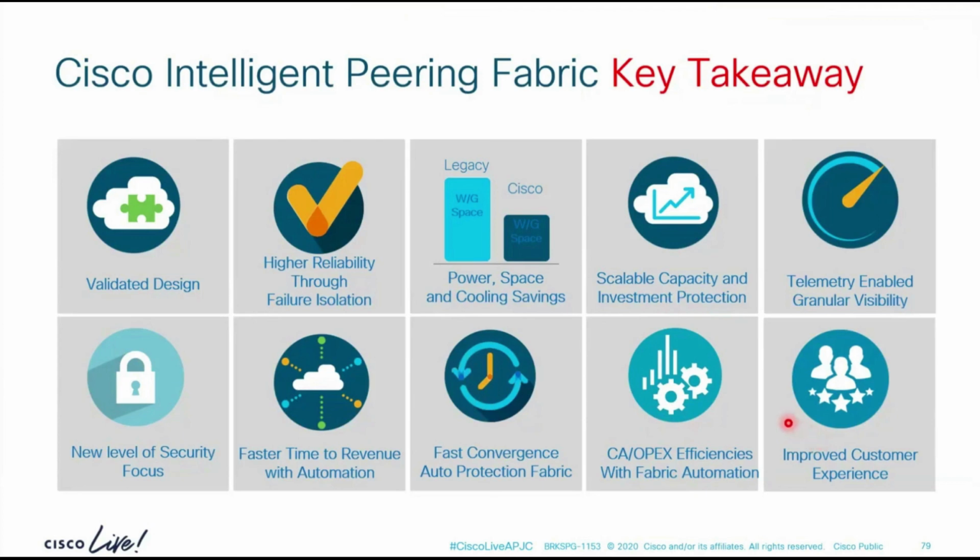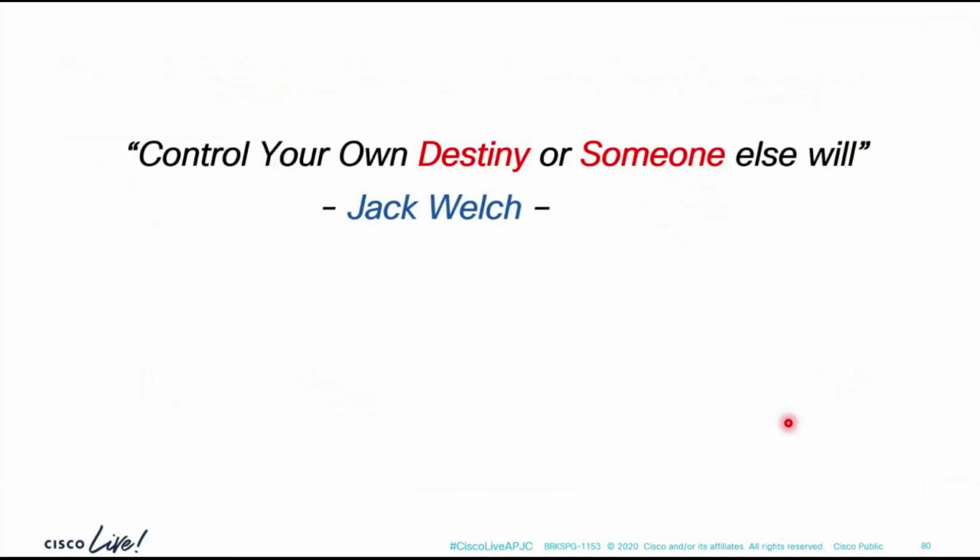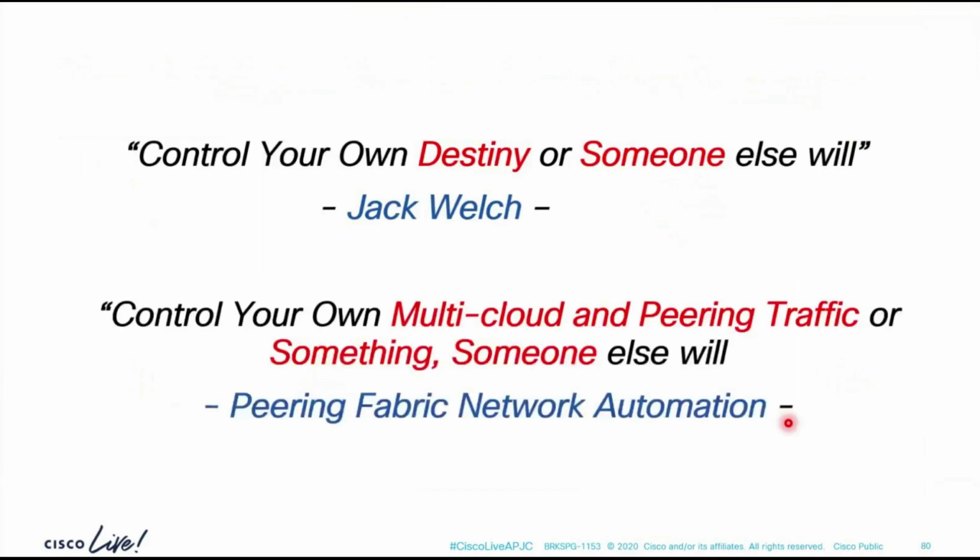So I'd like to quote this Jack Welch quotation. I think it's very good. Control your own destiny, or someone else will. In our case, control your own multi-cloud and peering traffic, or someone else will. That's from the Peering Fabric Network Automation.